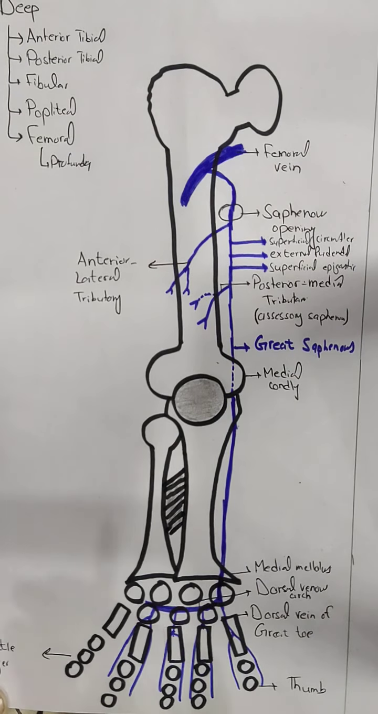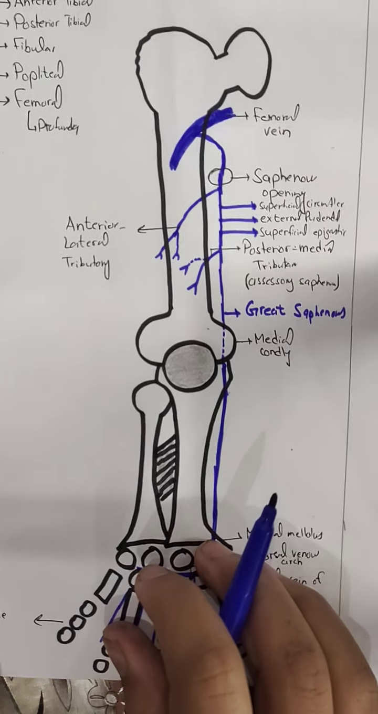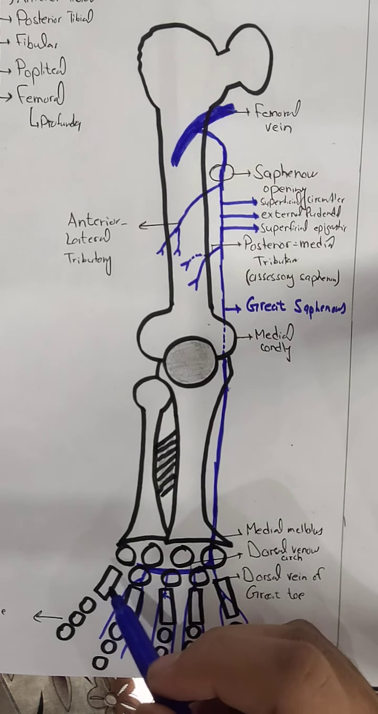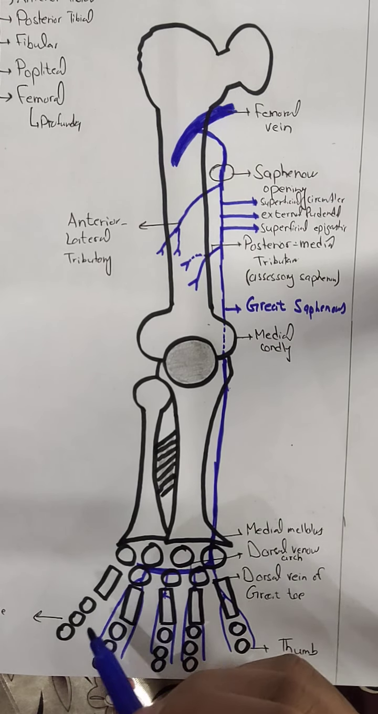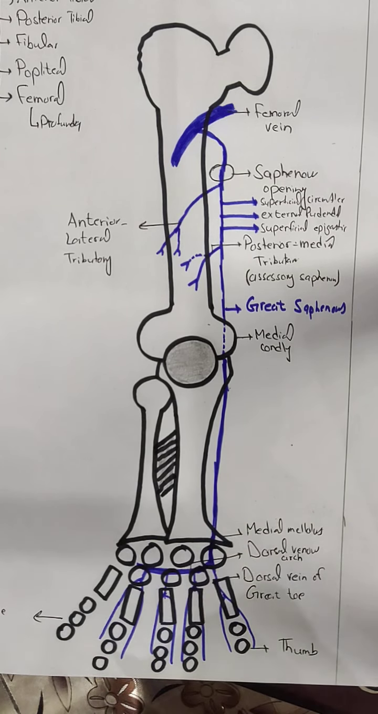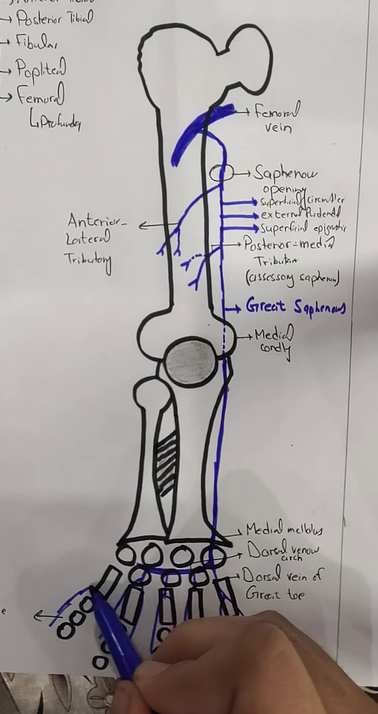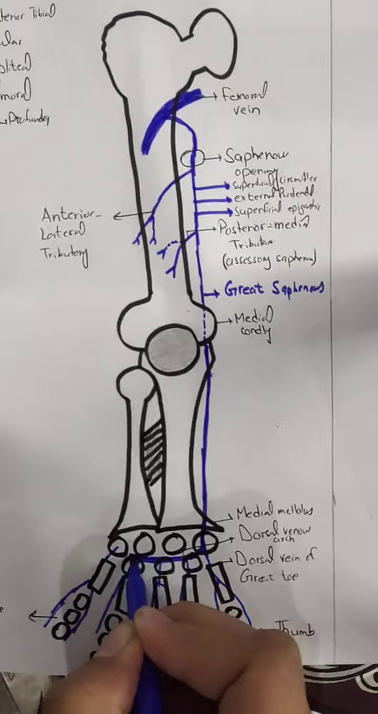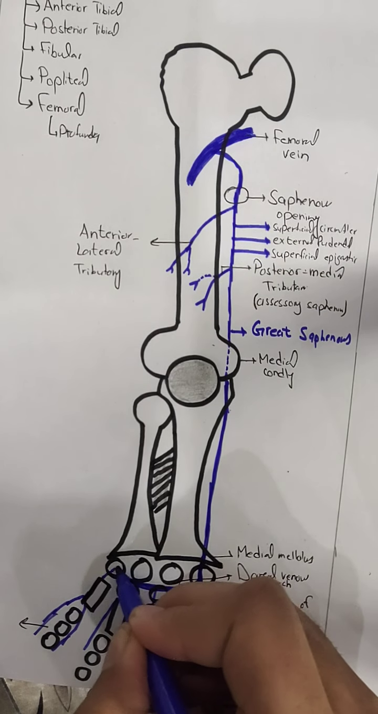So now we will see the small saphenous vein. The small saphenous vein will be on the lateral side, and it is formed by the union of the dorsal vein of the little toe and the dorsal venous arch. We will see it like here. These both will unite to form the small saphenous vein.